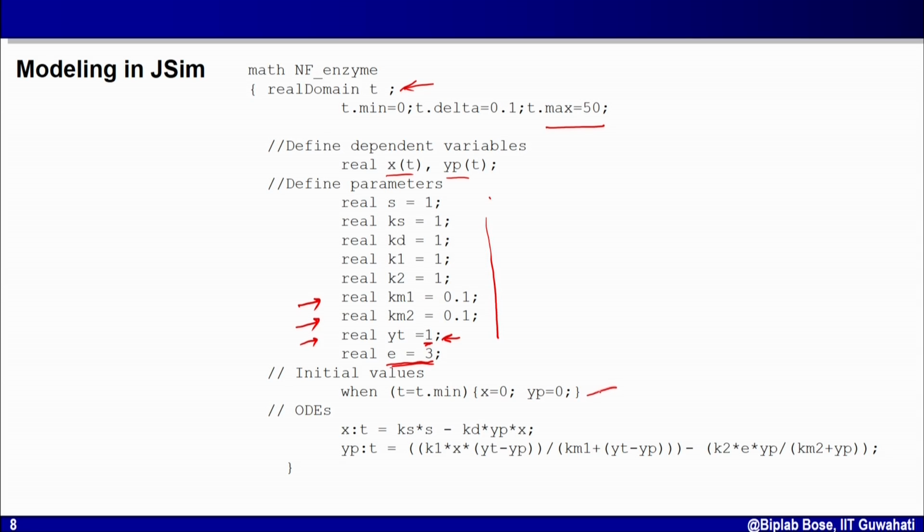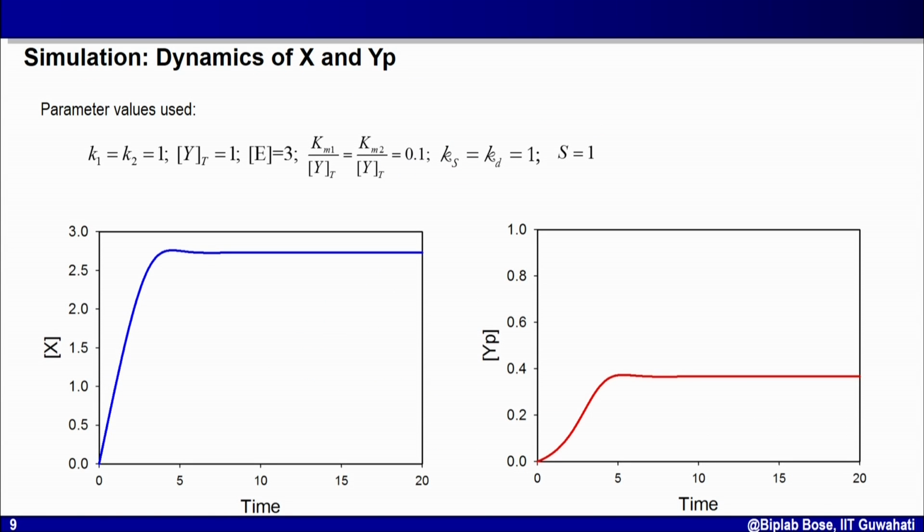Now obviously we have to declare the initial position. At t equal to 0, I have considered x equal to 0 and yp equal to 0, and the rest are the two ODEs that we have written earlier. Now if I simulate the system, I can get this type of result. I have taken certain parameter values. The critical parameter, the ratio of the Michaelis-Menten constant and the total amount of y, the substrate, is kept at 0.1, so it is less than 1. So we are supposed to get a yp nullcline which is sigmoidal. I have kept E, the total amount of phosphatase, at 3, and for the input signal I have taken s equal to 1.